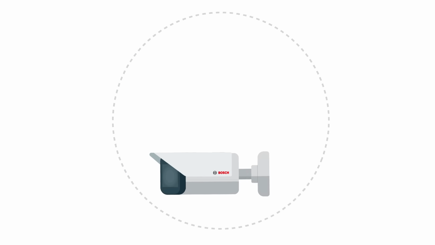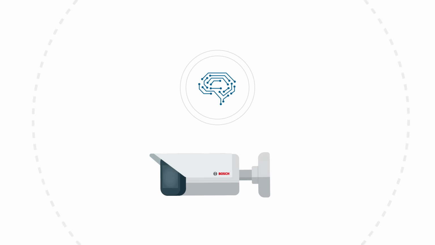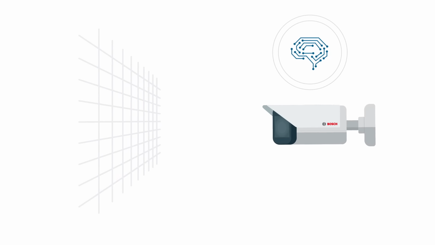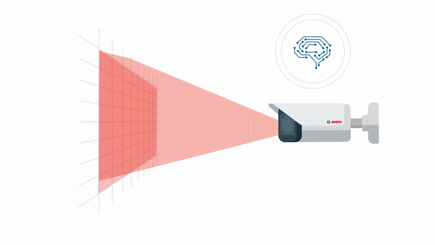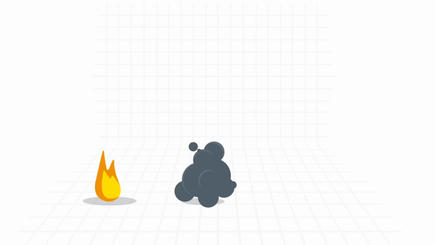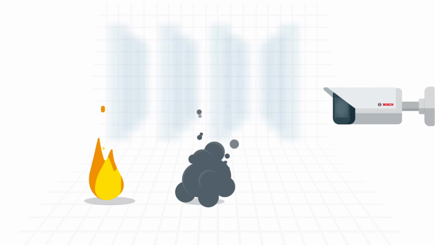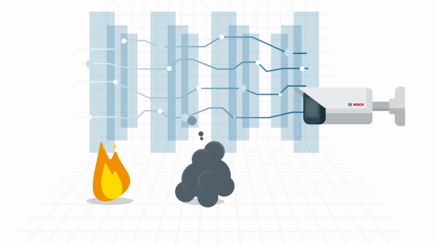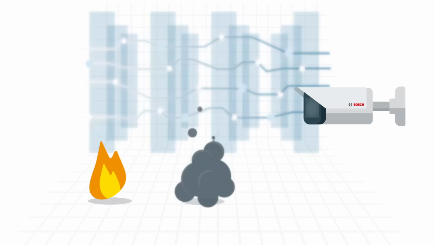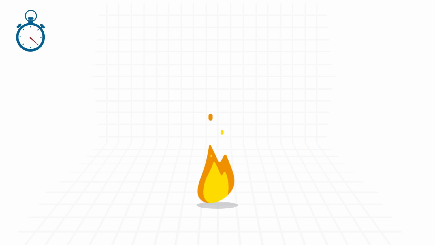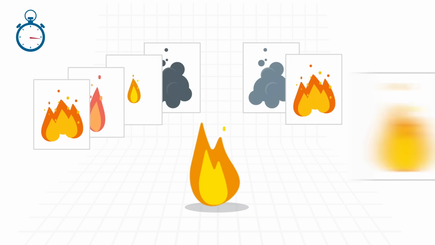AVIOTEC consists of a camera with integrated software. With the help of artificial intelligence, AVIOTEC is trained to recognize smoke and flames. A pre-trained neural network in the camera decides whether it's an event with smoke or flame development or not. The video image is quickly matched with large data sets of fire events and reliably analyzed.